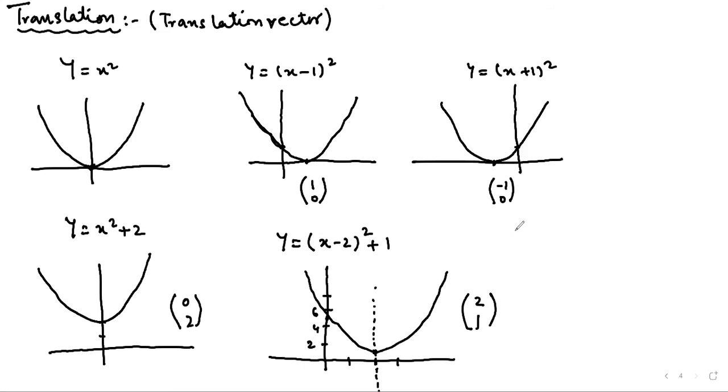If there is an addition, the curve will move upwards. We will add in the y coordinates. And if there is a subtraction, we will subtract from the y coordinates. Okay. Now, sorry. Why only 1? In the previous one, it is 2 on the y axis.